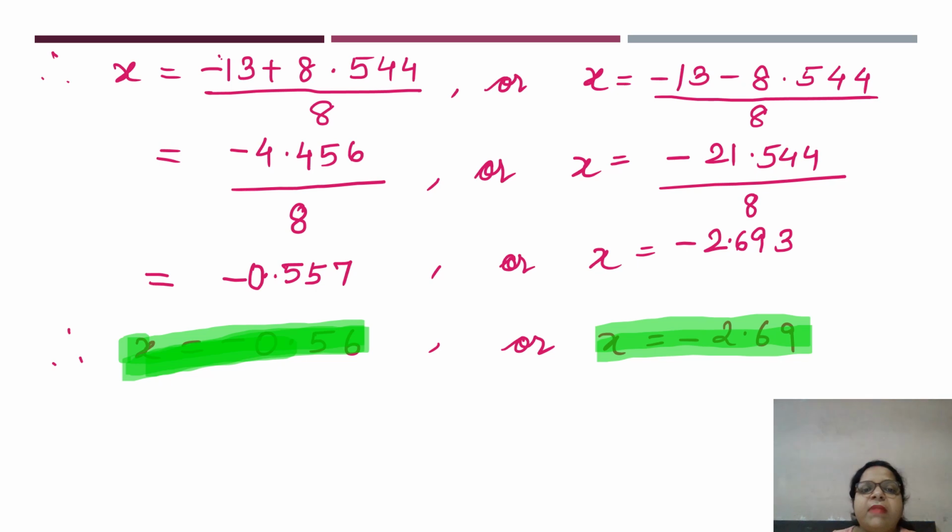Therefore, what we get as the answer? x is equal to minus 13 plus 8.544, which means minus 4.456 upon 8, or x is equal to minus 21.544 upon 8, which is equal to minus 0.557 or x is equal to minus 2.693. Since we have to take it till two decimal places, children, we get the answer as x is equal to minus 0.56 or x is equal to minus 2.69. Okay, children.